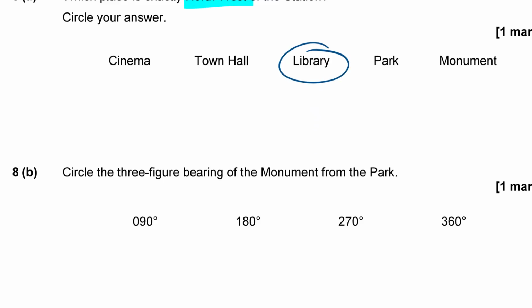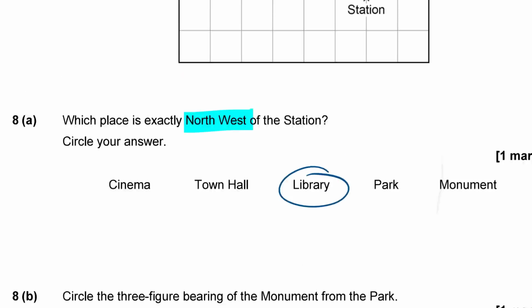Next it says, circle the 3-figure bearing of the monument from the park. Okay, so 3-figure bearings are the angle measured clockwise from north. North is considered to be 0, 0, 0. And then if you measure around to the direction you want to go in, then you can find your bearing. So the 3-figure bearing of the monument from the park.